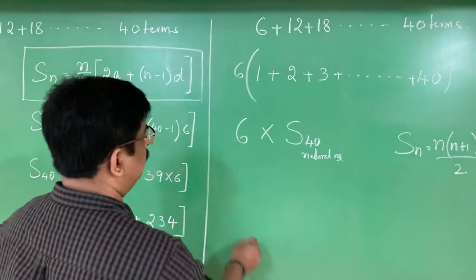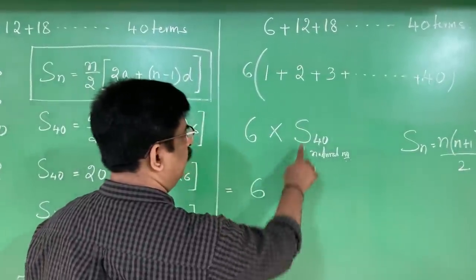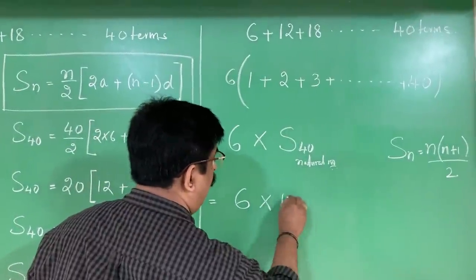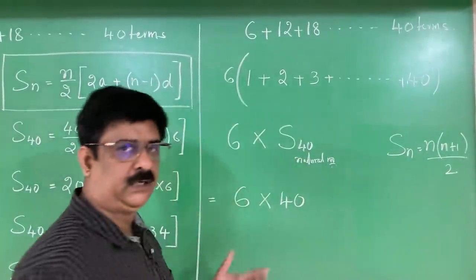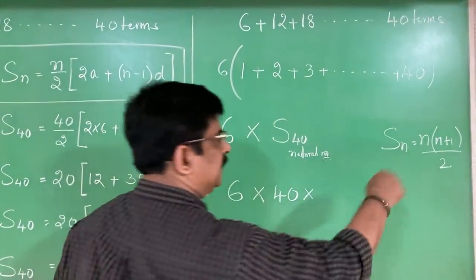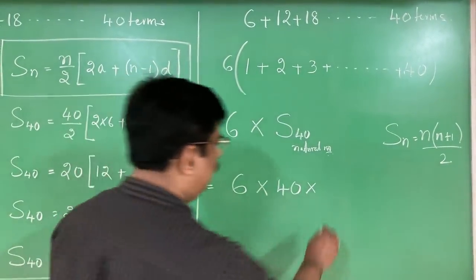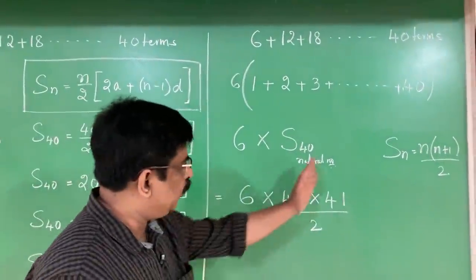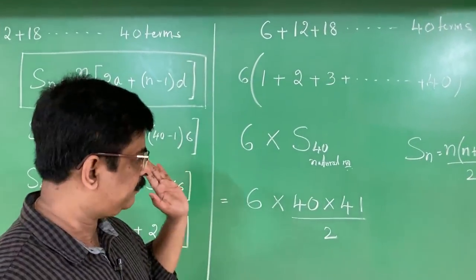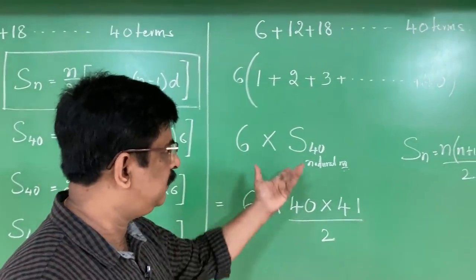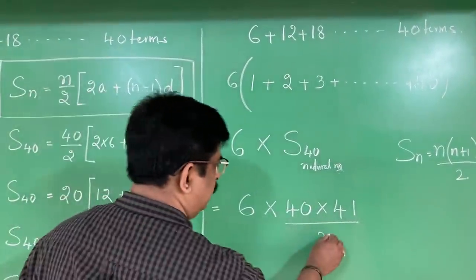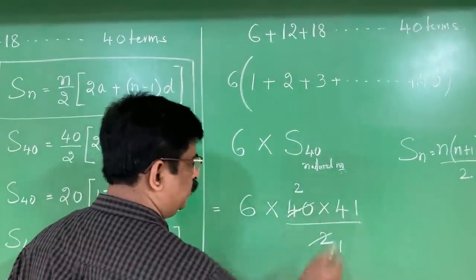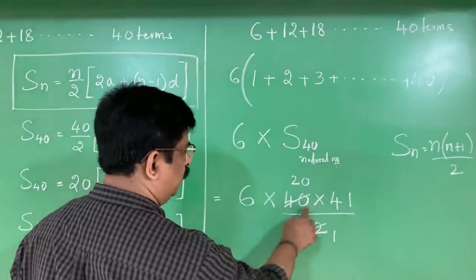Therefore, this becomes 6 into, in the place of S40, I can write 40 into n plus 1, where n is 40, 40 plus 1, 41, divided by 2. n into n plus 1 divided by 2. Right? Now we simplify this. 2 1s are 2, I can cancel this. Okay. I write this. 2 20s are 40. 2 1s are 2, I can cancel this also.